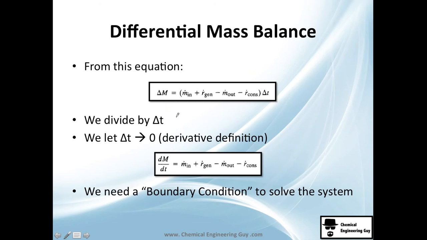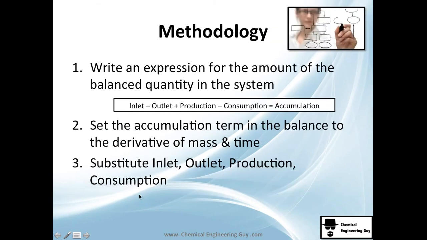Continuing, we divide this equation by delta t, and we approximate delta t to 0, which is the definition of derivative, and you get this. The derivative of mass with respect to time is equal to these rates. But not only that, guys, we need the boundary condition. So we're going to apply the boundary conditions later.